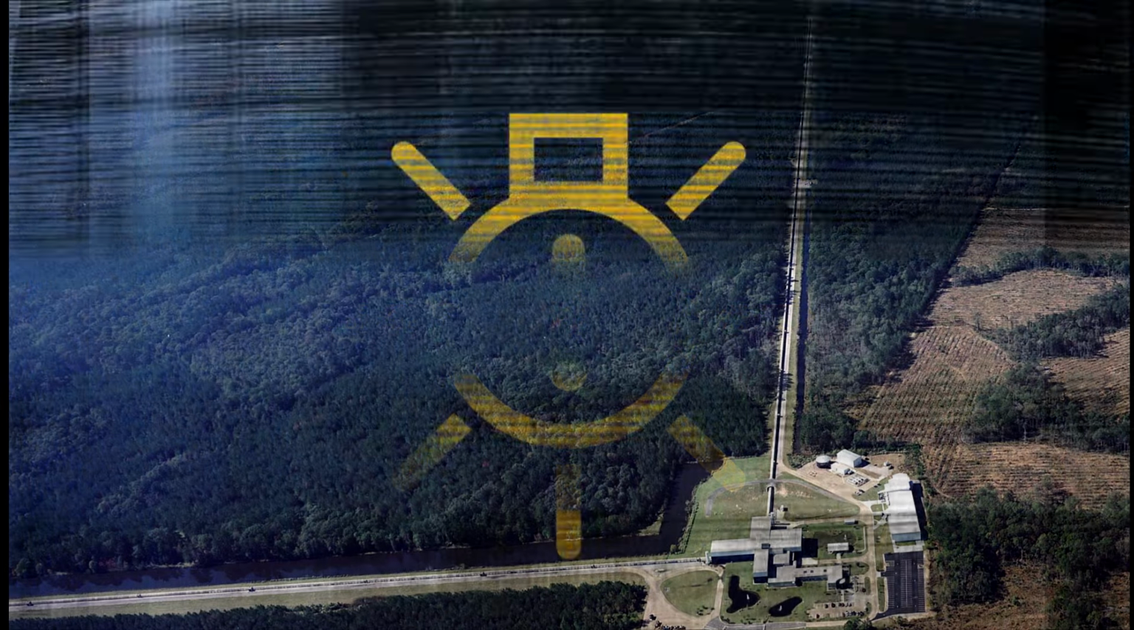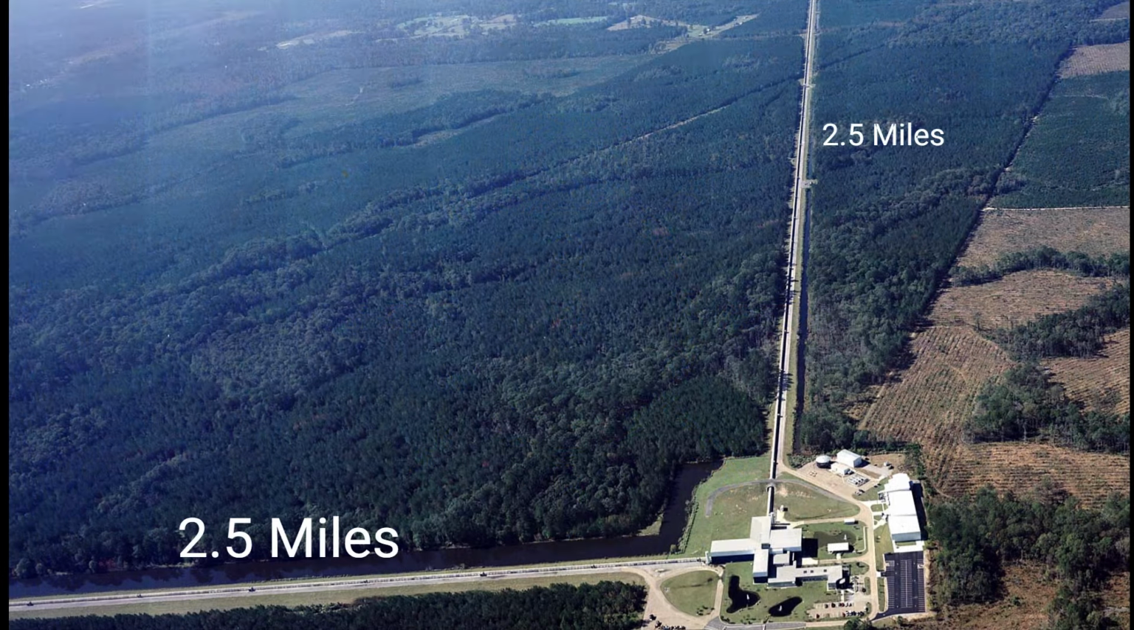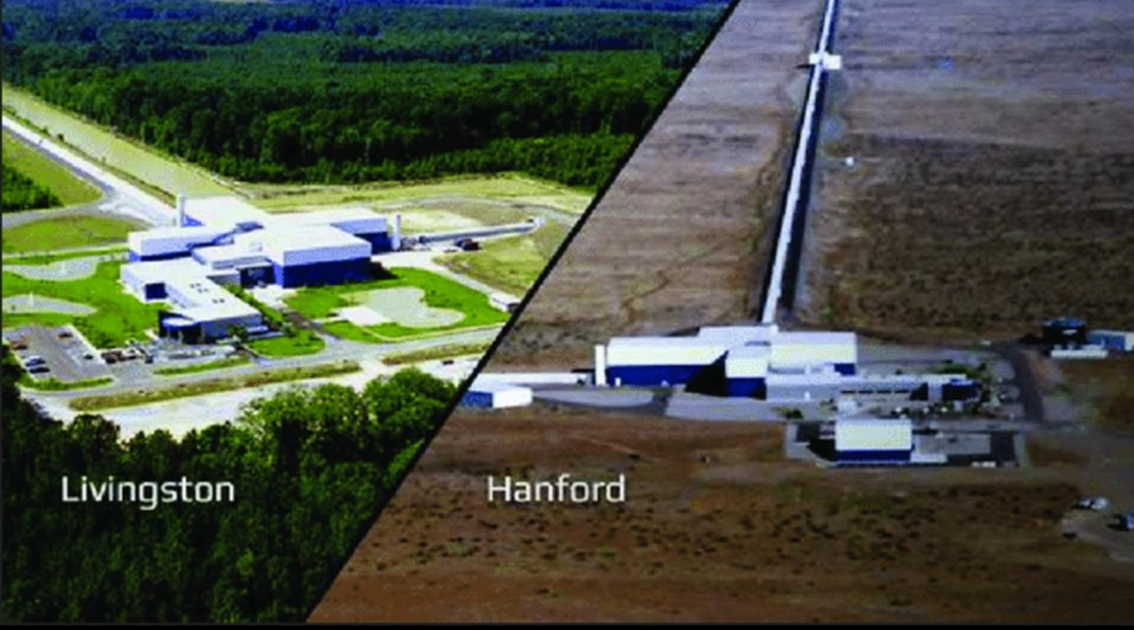These sensors have to be so sensitive in order to detect a gravitational wave that they have to be gigantic. The arms on the LIGO interferometer, for example, are each 2.5 miles long. And we had to build two of them pretty far apart from each other in order to have double confirmation that what it registered is in fact a gravitational wave.